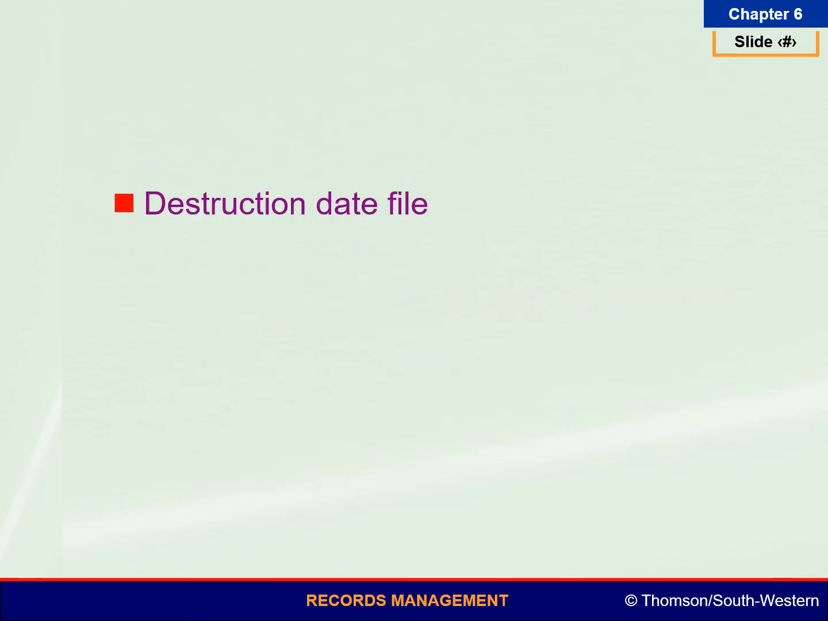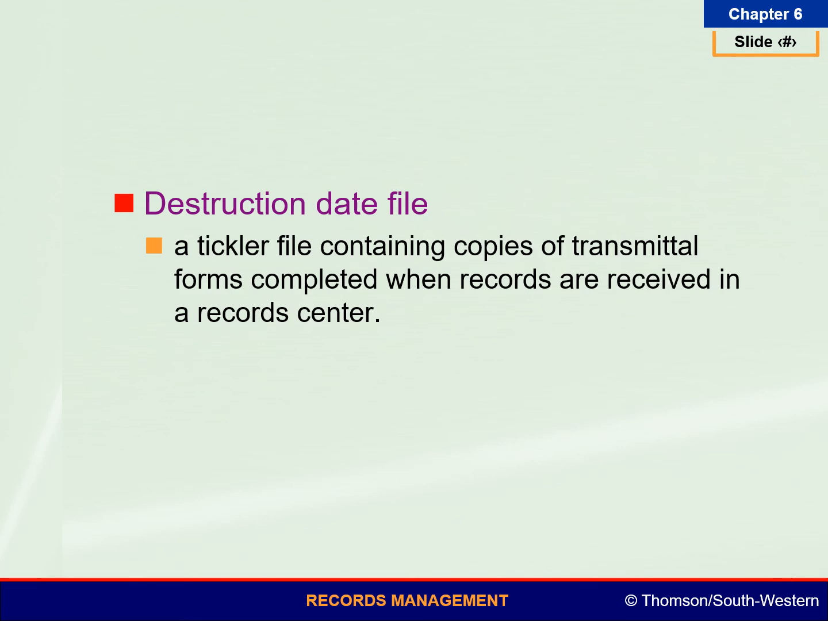Then the third procedure is destruction date file. Okay, it is a particular file containing copies of transmitter form complete when record are received in record center. Okay, destruction date file ni adalah kita kata file yang contain copy of transmitter form, which is bila kita transfer the records from active storage to inactive storage, then the form kita letak dalam destruction date file.